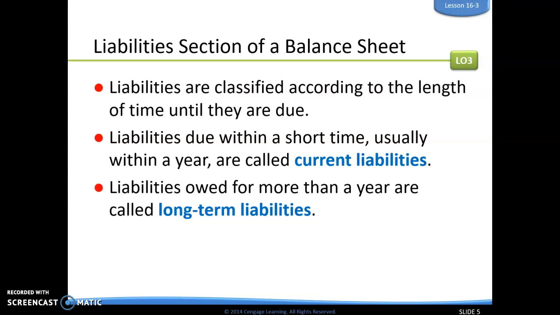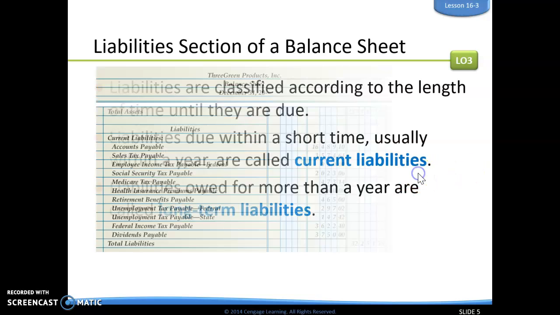Next, we're going to look at our liabilities section of our balance sheet. Liabilities are going to be classified according to the length of time until they are due. Liabilities that are due within a short period of time, usually within a year, those are going to be called our current liabilities. Liabilities that are owed for more than a year are going to be called our long-term liabilities. So this is a lot like our current assets and our plant assets, except now we're looking at liabilities. So liabilities due within a year are current. Liabilities that are going to be owed for longer than a year are long-term liabilities.